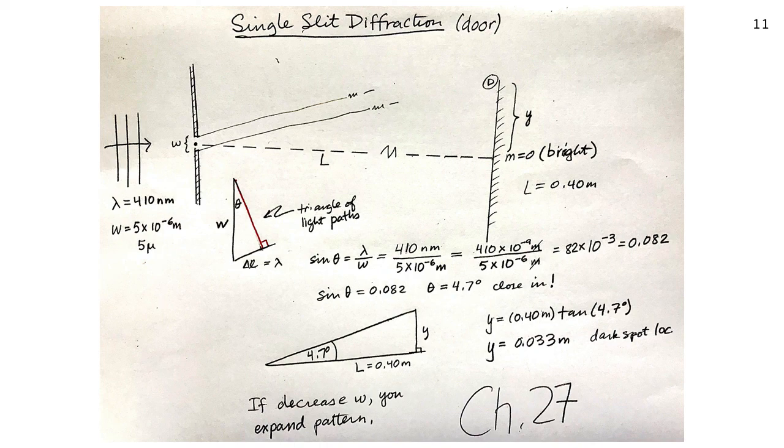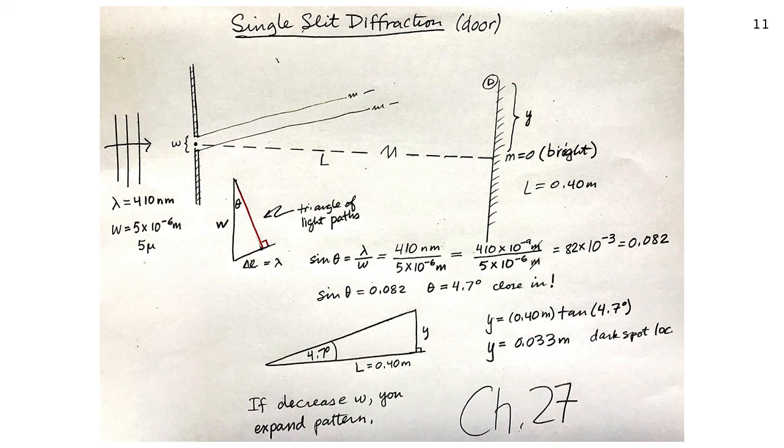Now, if this is equal to lambda, then the sine of this theta is equal to lambda over W. Let's put in our lambda, 410 nanometers, and our W, let's say that W is 5 times 10 to the minus 6 meters. So it's 5 microns.